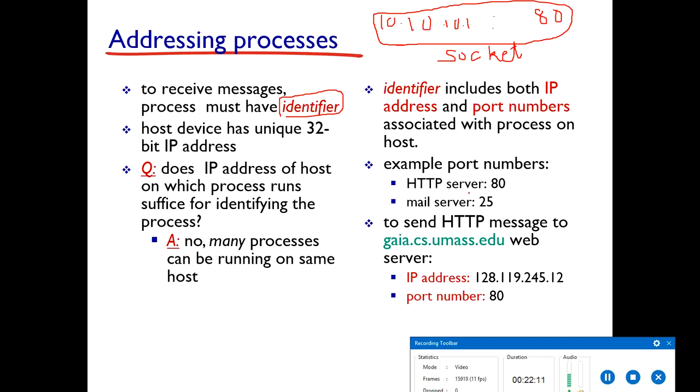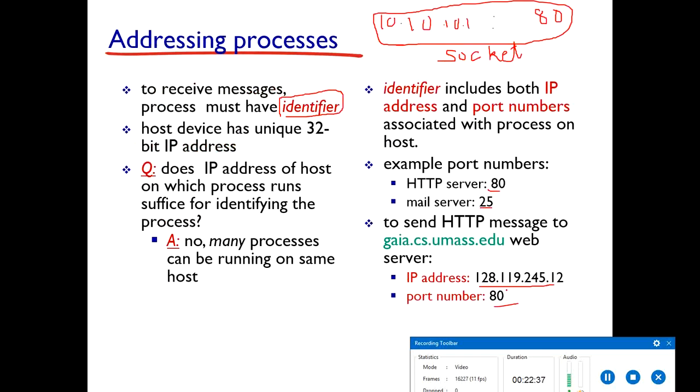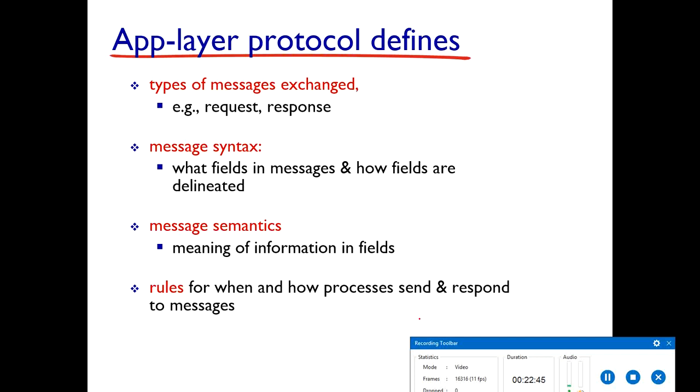For example, the port number for an HTTP server is 80, and for a mail server it is 25. We have specified port numbers for all the applications, which I am going to discuss in a while. Now, to send an HTTP message to, for example, this web server, let's assume the IP address of the web server is this and the port number is this. So the identifier of the process will be the combination of the IP address and the port number, which will be called the socket address.